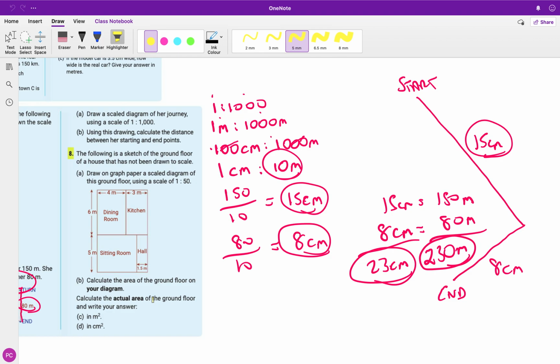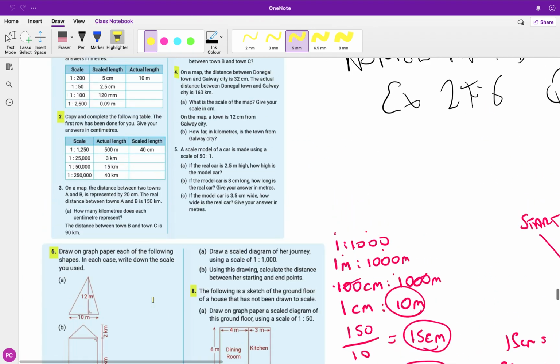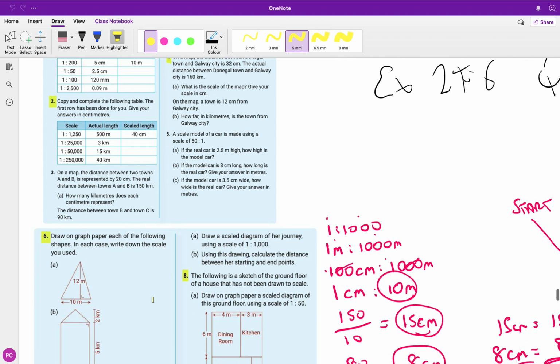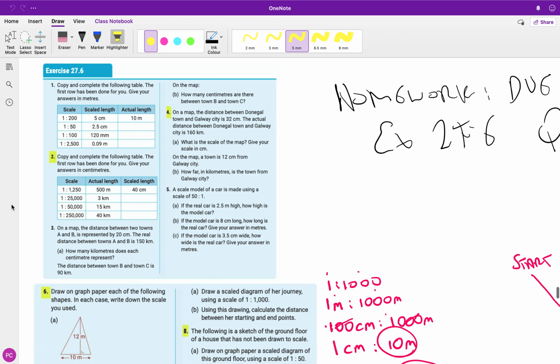Okay. Right. So I'll leave some of those questions for you to have a go at, and we'll correct them live on Friday. It's 2, 4, 6, and 8. Question 2 is just practising your scales. So going from, if 1 is to 1,250 and the actual length is 500 metres, what's the scale length going to be? And so on. So you're just filling in different scales. Divide one into the other, basically.